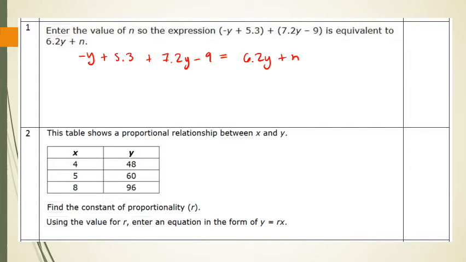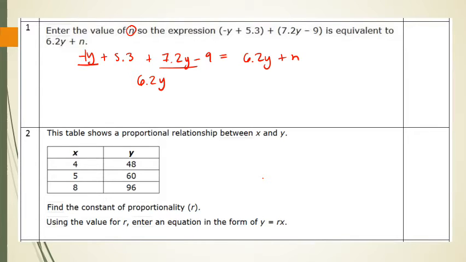Because you might originally look at this and think, how could I find two different variables? I have y and I have n. I need to find the value of n. Well, you can actually combine some like terms here and that'll help you make sense of it. So in this case, I can combine my y terms. Negative y, which is the same as negative 1y, plus 7 and 2/10 y would give me 6 and 2/10 y. It's just like I take away one y.